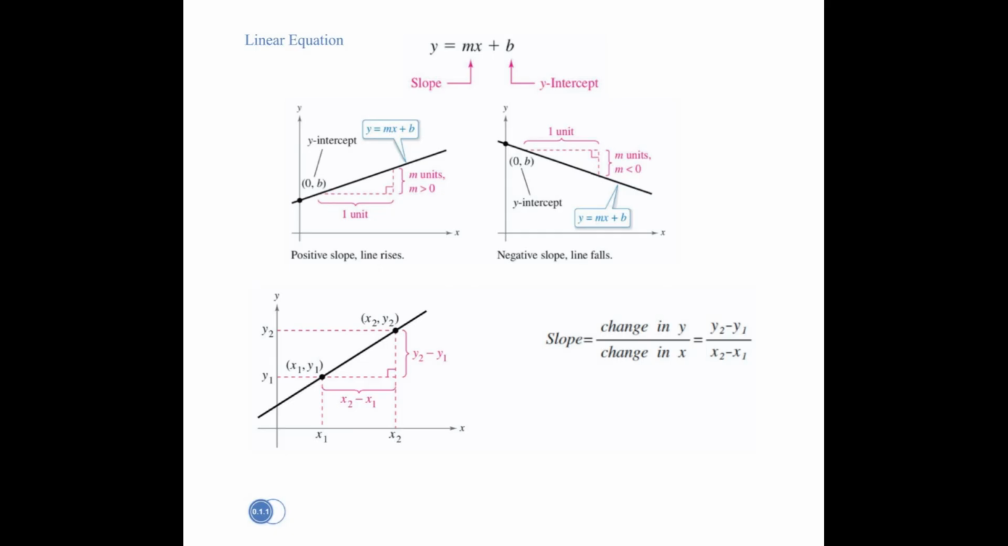Our first function, linear equation. y equals mx plus b is the standard form. m is the slope and b is the y-intercept. Y-intercept means when x equals 0, and you can plug in the value to find b.